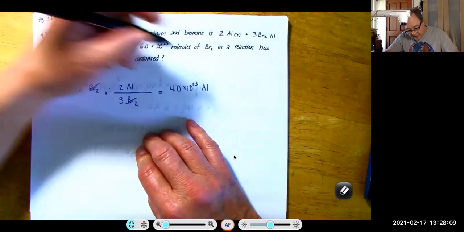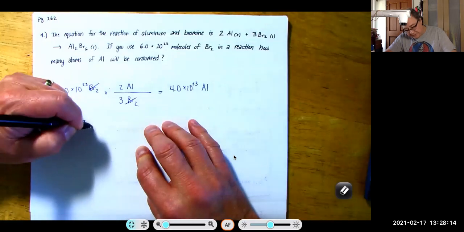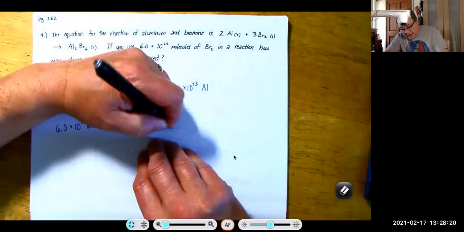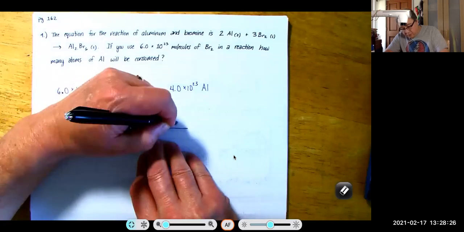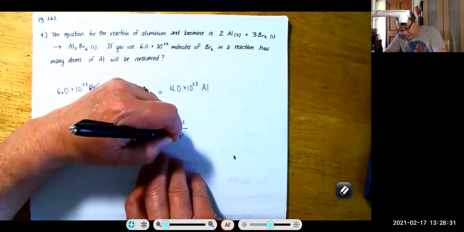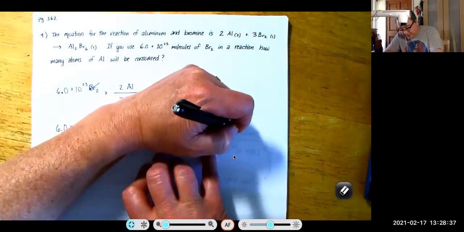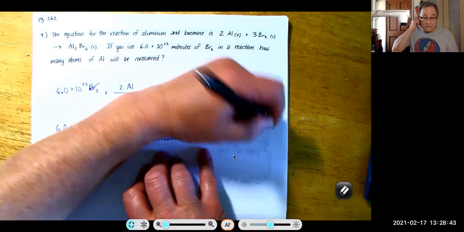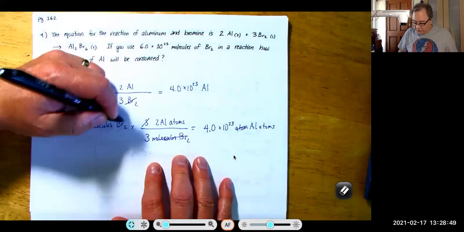And if you wanted to, it'd be okay to do things like this. Molecules of Br2 times 2 aluminum atoms per 3 molecules of Br2, and your answer would be 4.0 times 10 to the 23 atoms, well, aluminum atoms. Okay. So you can write that out too, so that you end up with aluminum atoms.